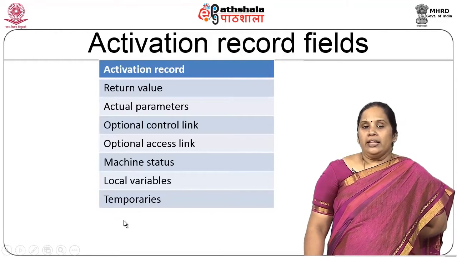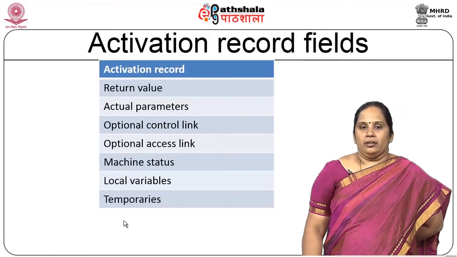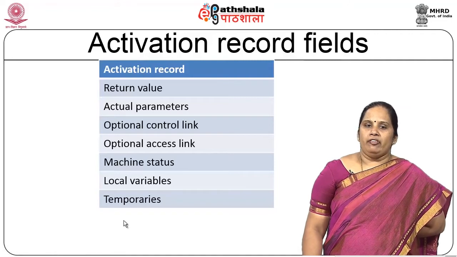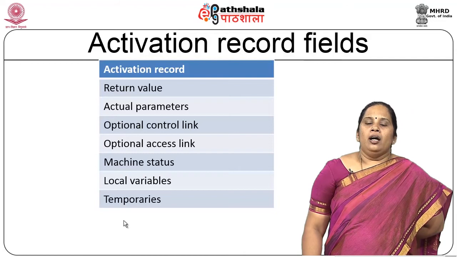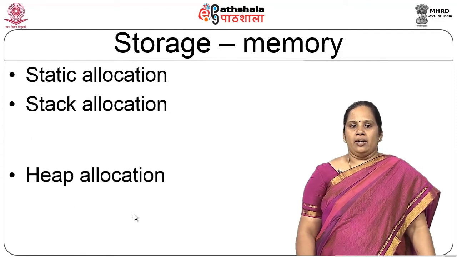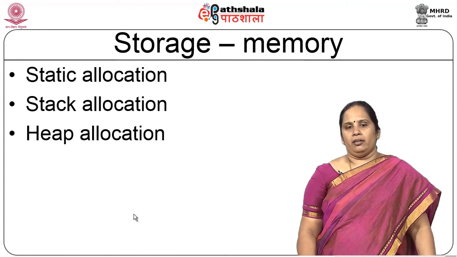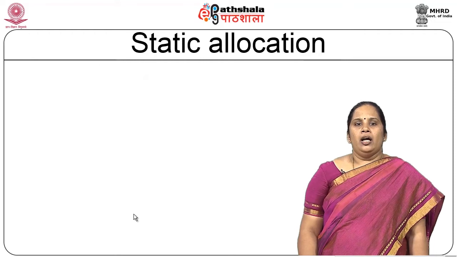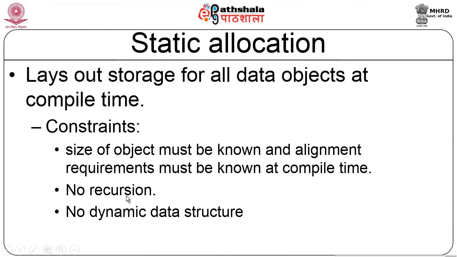Now using these 7 fields, your memory is managed with reference to static allocation, stack allocation, and heap allocation. So these are the 3 regions of memory management. Static allocation lays out storage for all data objects at compile time itself. The information is decided at compile time, because it's going to be static memory.